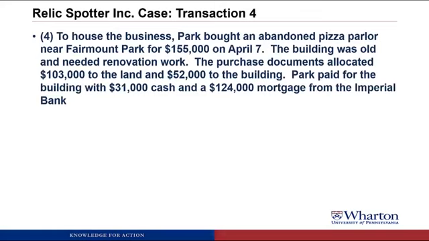To house the business, Park bought an abandoned pizza parlor near Fairmount Park for $155,000 on April 7th. The building was old and needed renovation work. The purchase documents allocated $103,000 to land and $52,000 to the building. Park paid for the building with $31,000 cash and a $124,000 mortgage from the Imperial Bank.